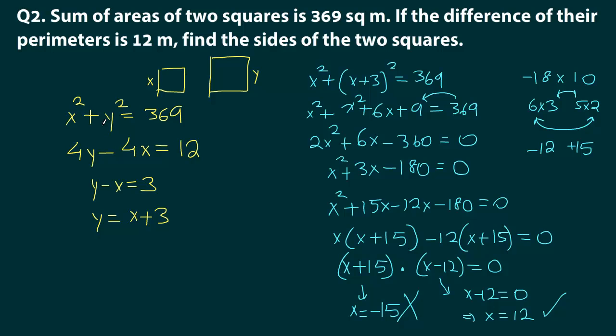So the first square will have x equals 12. Now what about y? y equals x plus 3, or simply 12 plus 3, so it should be equal to 15. I should probably correct it and put it over here. All of the units are meters, right? So x is 12 meters and y is 15 meters.